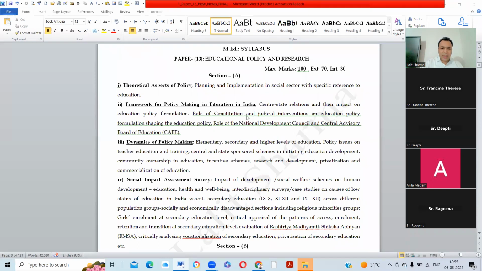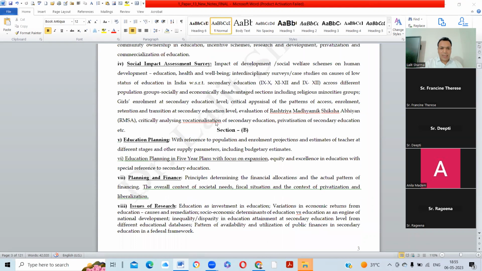You can see the theoretical aspects, framework, policy, right? And social impact assessment survey, and in section B, educational planning, planning and finance, issue of research. Okay, guys, this is the important thing. This is your lengthy paper, right? This paper is a little bit lengthy and there is more theory. Once you see the rest of the papers, inclusive education and life skill education, these are easy papers, right? And they are not very lengthy. But paper 1 is the lengthy paper.